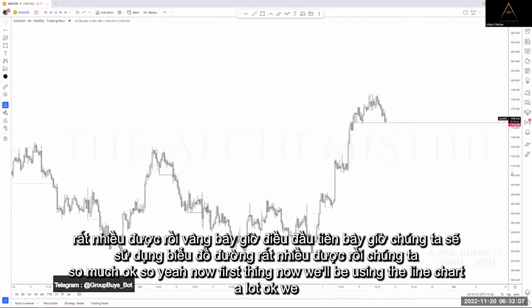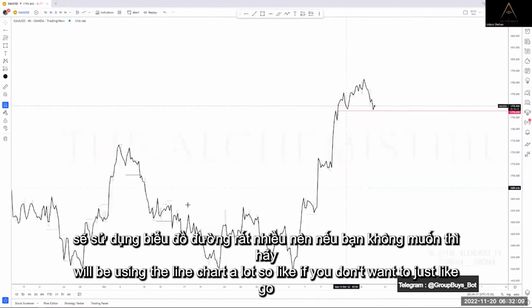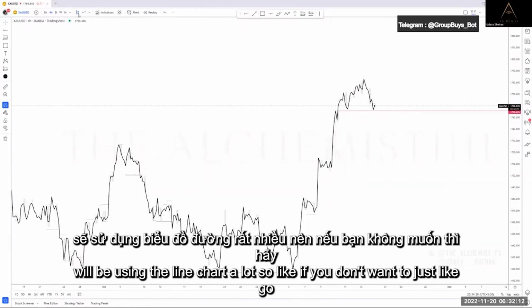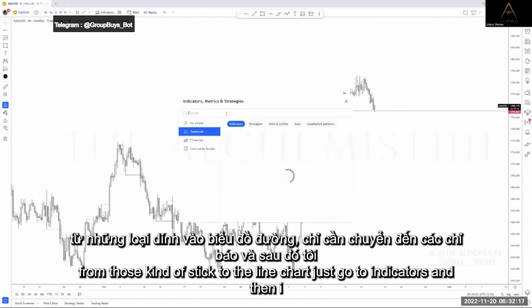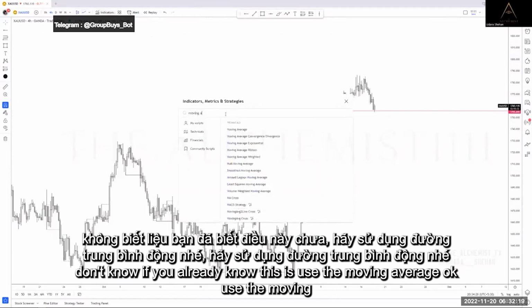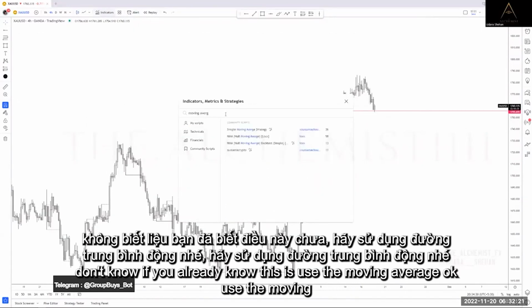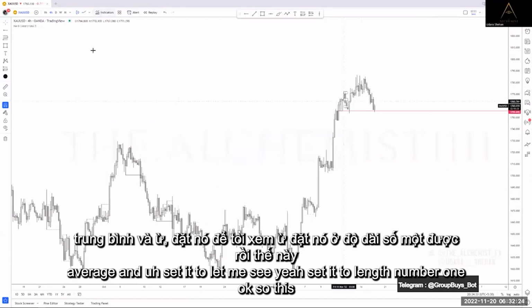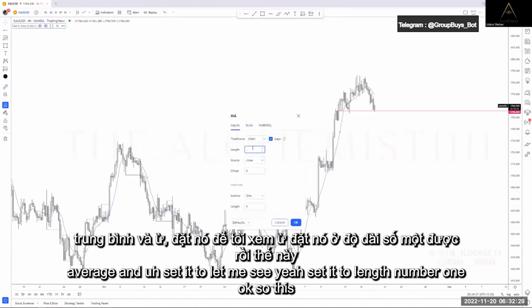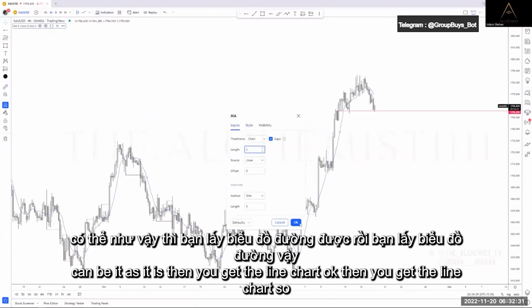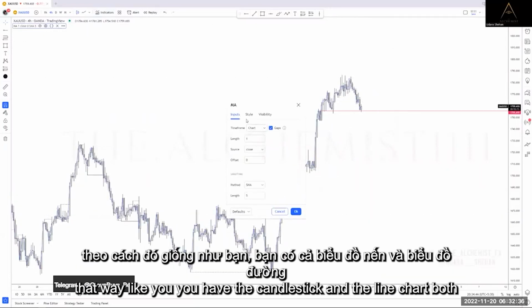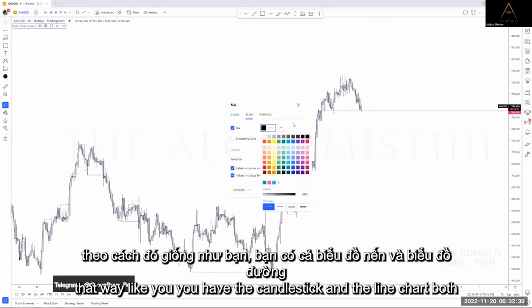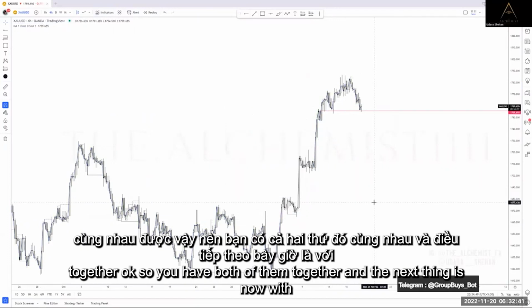Now, first thing, we'll be using the line chart a lot. If you don't want to go from the candlestick to the line chart, just go to indicators and use the moving average, and set it to length number 1. This can be left as it is. Then you get the line chart. So you have the candlestick and the line chart both together.